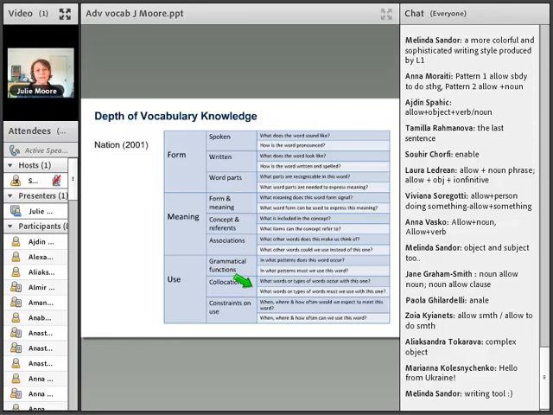Then we have the grammatical patterns that we've already just been looking at. So in what patterns does the word occur, and in what patterns must we use this word? If we want to use a word, we need to know what those patterns are.